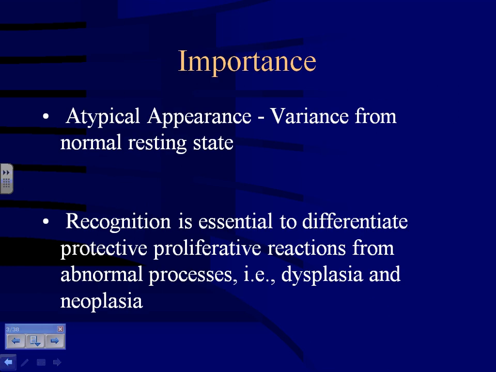All right, the importance is that these cells can have an appearance that's different from normal. It's a variance. We use the word atypia loosely here, because I don't want you to think when we say atypia that it means something concerning for malignant or dysplastic, but basically it's just something other than typical, normal. So atypical means variance from the normal resting euplastic state. Now this recognition is essential to differentiate protective proliferative reactions from abnormal processes such as dysplasia and neoplasia.